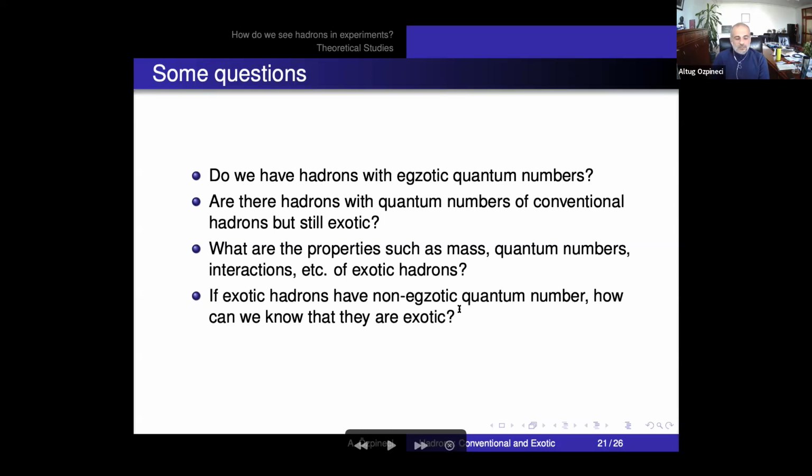Well, then we have the questions. Some of them we had already asked. Do they exist? Okay, we looked at confinement. Confinement limits the possible combinations of quarks and anti-quarks, but still, do some of the possibilities, like four quark and five quark states, exist? Do they have the same quantum numbers as the conventional hadrons?